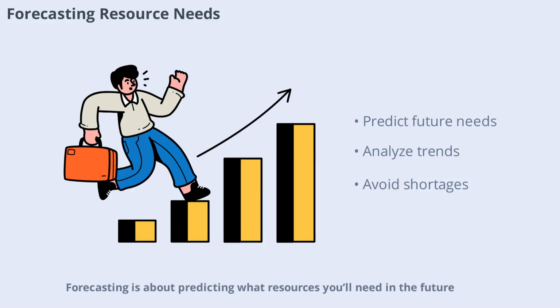Forecasting is about predicting what resources you'll need in the future. By analyzing past projects and current trends, you can estimate resource requirements and plan accordingly. Accurate forecasting helps you avoid shortages or surpluses, ensuring that your project runs smoothly from start to finish. Let's discuss some methods for effective resource forecasting.